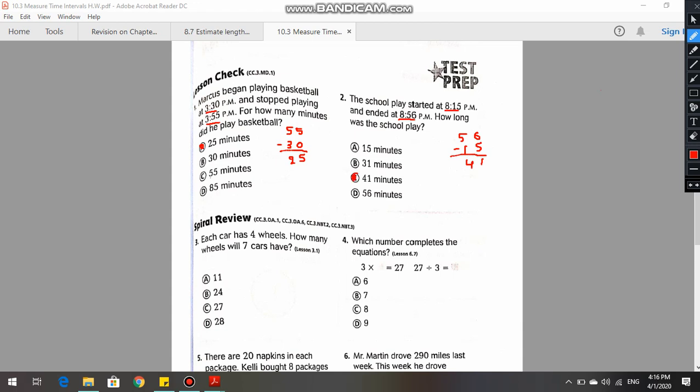Now number 3, each car has 4 wheels. How many wheels will 7 cars have? So 7 times 4 equals what? Equals 28. Which number completes the equation? Okay, 3 times what gives me 27? 27 divided by 3 equals? Yes, 9.